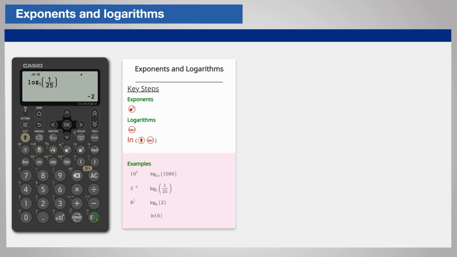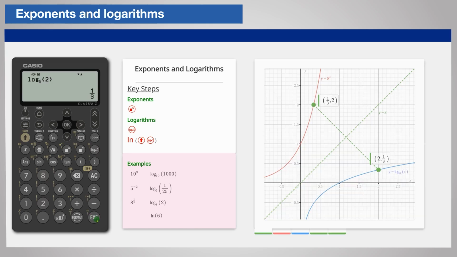Equally, to find the log to the base 8 of 2, press the log base key, enter the base 8, scroll right and enter the value 2. Press the execute key and the logarithm is 1/3. On the graph here on the right, which I have plotted in classpad.net, you can see this inverse relationship between y equals 8 to the power of x and y equals log to the base 8 of x as a reflection of the two coordinates in the line y is equal to x.